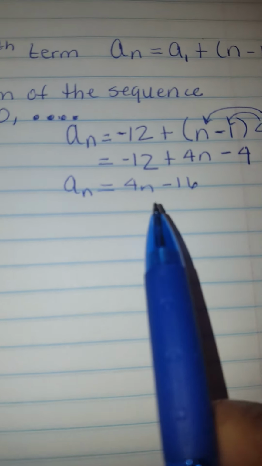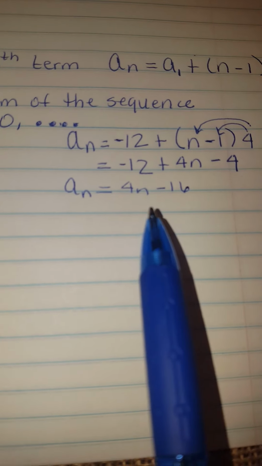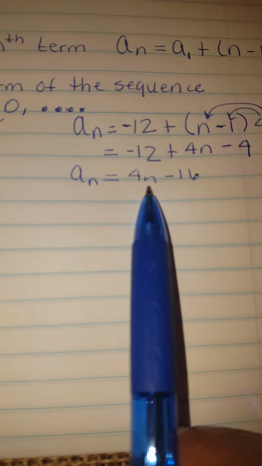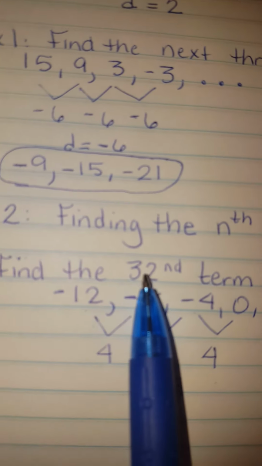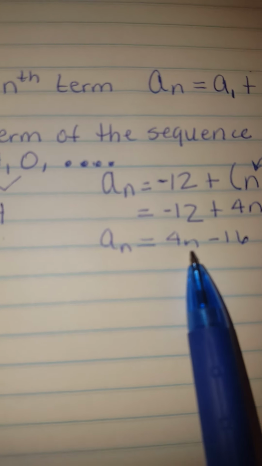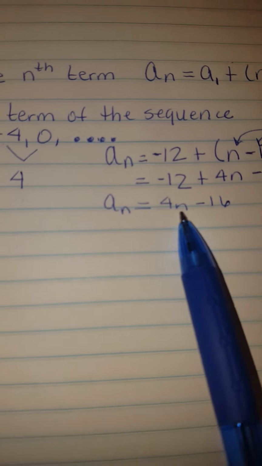That is our equation, but we're not done because we've got to take whatever term we've been asked to find and plug it in here. We were asked to find the 32nd term of the sequence, so we're going to substitute 32 into our equation that we just found here.